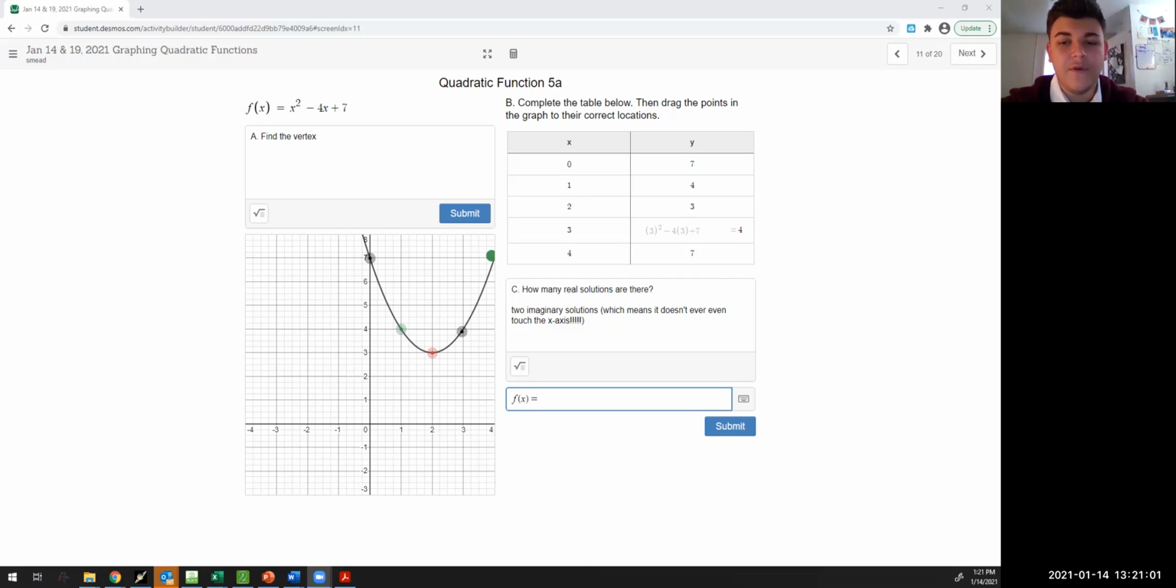Wait, how do you figure out if the two solutions are actually imaginary? Like how to do it algebraically? No, just from the graph. If it touches the x-axis, the solutions are real. If it doesn't, then it's imaginary. Yep.